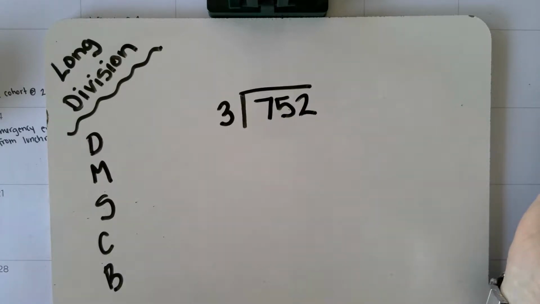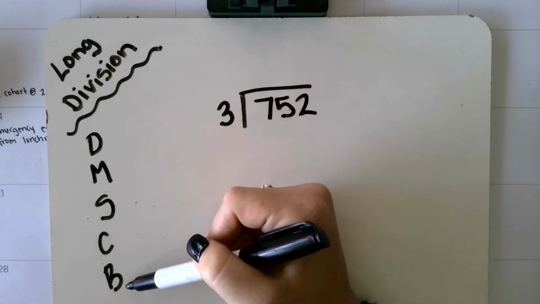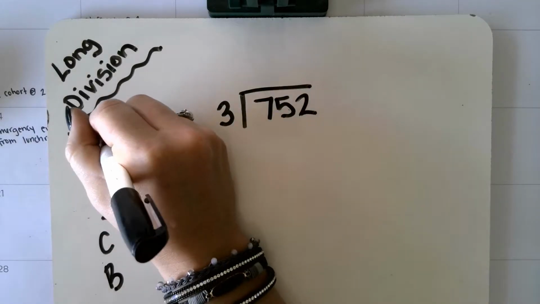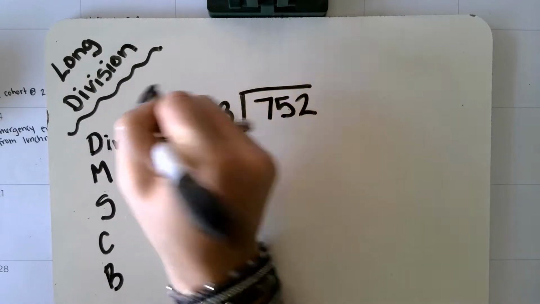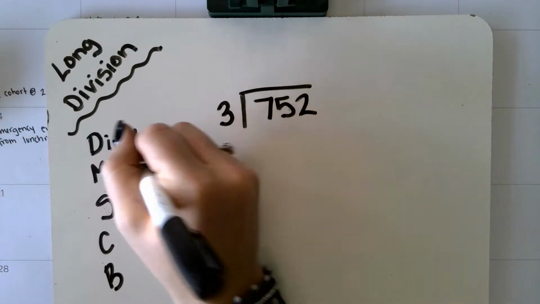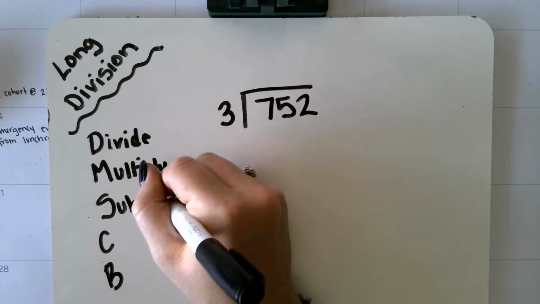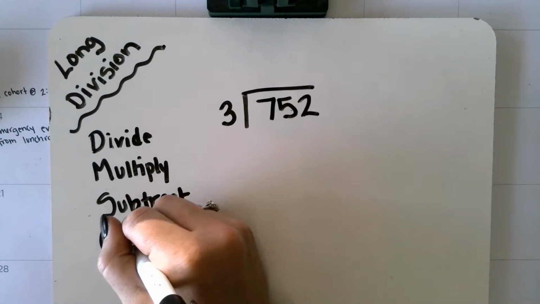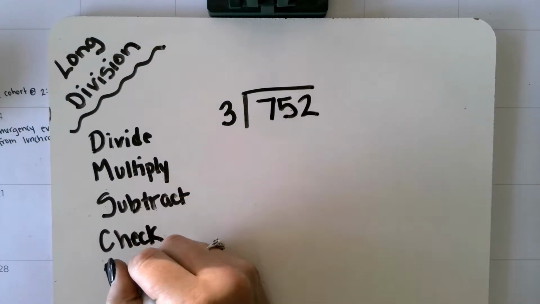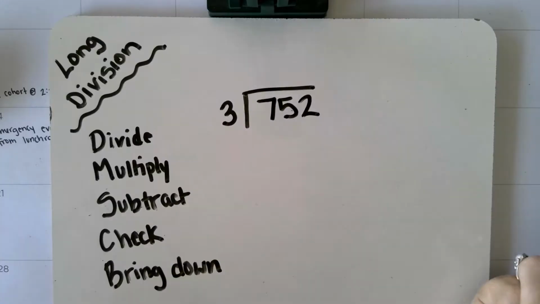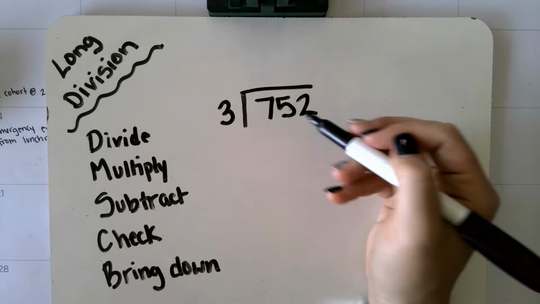Okay, this video is for long division and helping the students review the different steps that we follow. So down the side here, I have our steps that we teach. The first is to divide, then multiply, subtract, check, and then bring down. And you repeat these steps as many times until all of the digits from the number have been brought down.